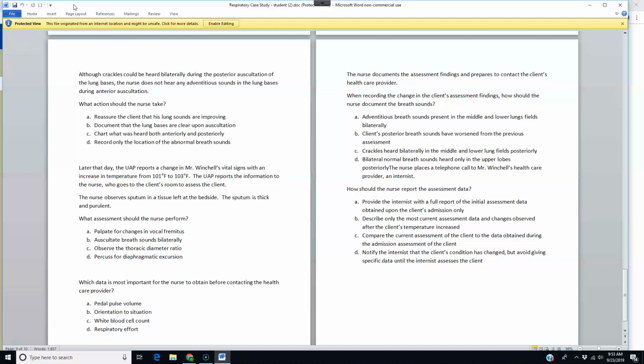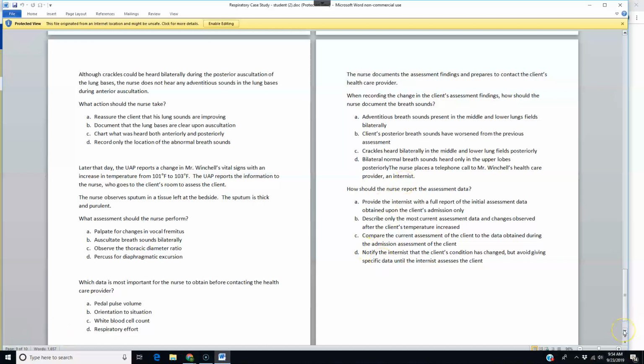So what are we going to look at? His respiratory effort, okay? All this is important. Pulse volume, orientation may tell us about his level of consciousness, but really it's about how is he breathing? Is he using those accessory muscles? Does he really have to lean over the side of the bed? All those things are really pertinent.